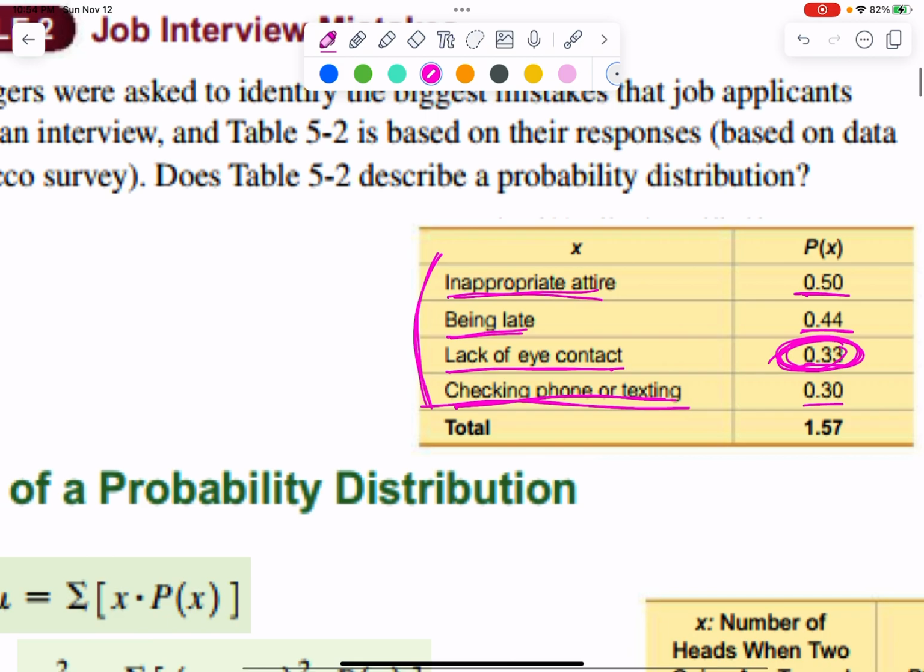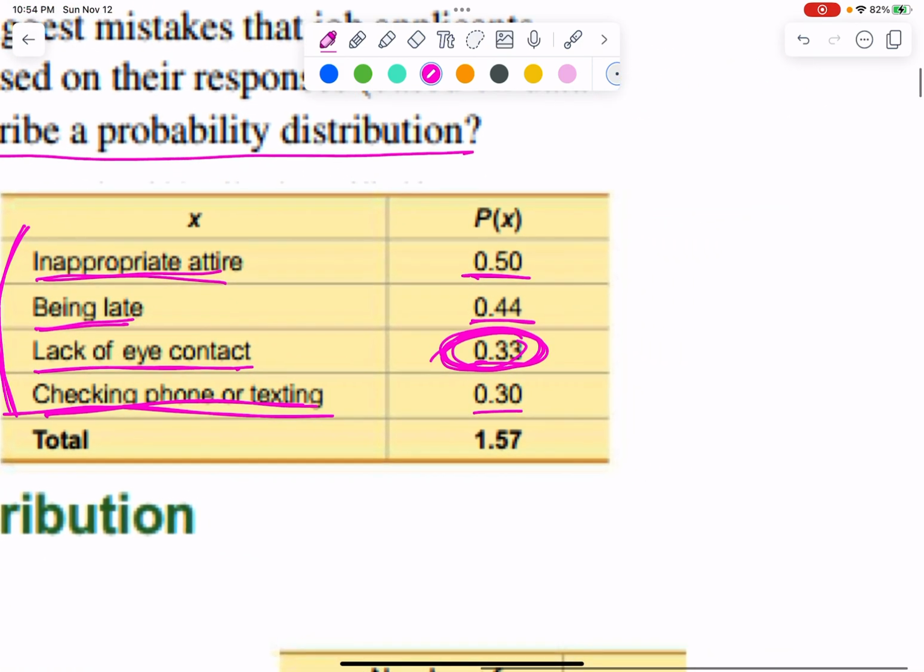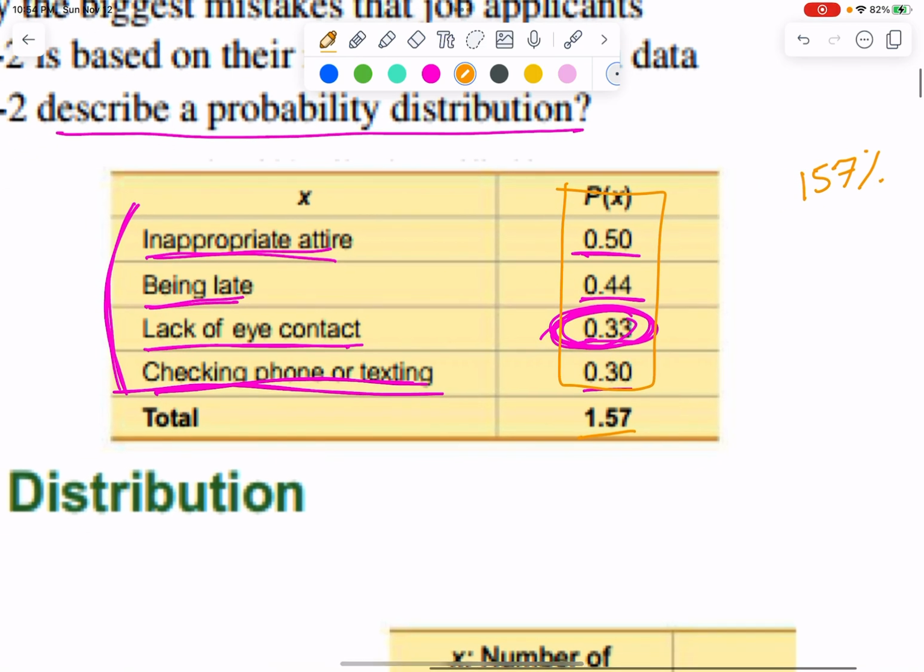And they say, does this table describe a probability distribution? Okay. The very first thing you want to check on a probability is, do they add up to be 100%? Well, this is adding up to be 1.57, which is 157%. And so what's probably happening here is that some of the people who are flagged as having inappropriate attire are maybe also late to the interview. There's probably some overlap between those two, and that's why we get 157%, but that wouldn't be representative of a probability distribution.